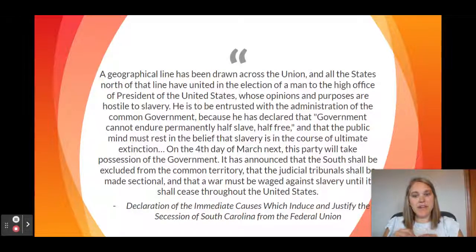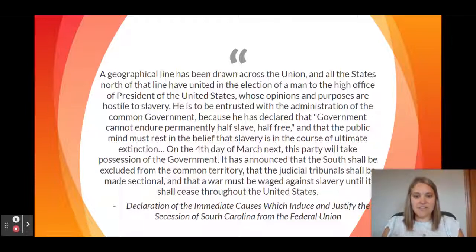A geographical line has been drawn across the Union, and all the states north of that line have united in the election of a man to the high office of President of the United States, whose opinions and purposes are hostile to slavery. He is to be entrusted with the administration of the common government because he has declared that government cannot endure permanently half slave and half free, and that the public mind must rest in the belief that slavery is in the course of ultimate extinction.